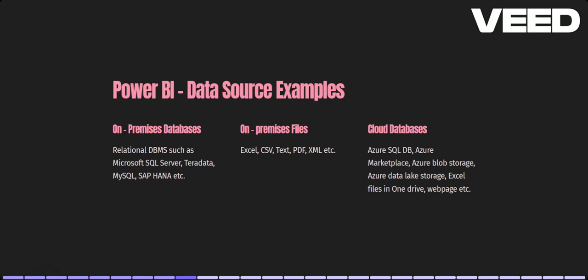And next, coming to cloud databases, which are available online from a cloud, that is Azure SQL DB or Azure Marketplace, blob storage or data lake storage, Excel files in OneDrive, we can say as cloud databases, and web pages. From web pages also we can take data, any websites like that. So these are the sources we have for data. From these sources, we can connect to Power BI Desktop. Let's go to the desktop, and there we have Get Data. There will be options like From Excel. Whatever data source you want to select, you can select and get the data into your desktop application.